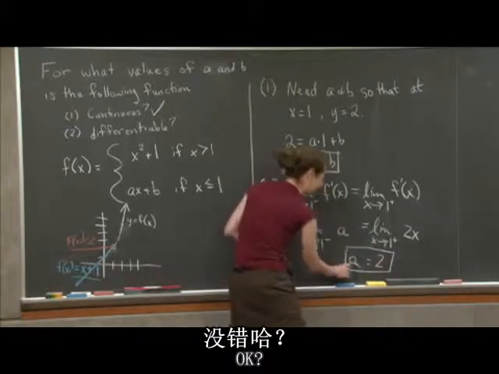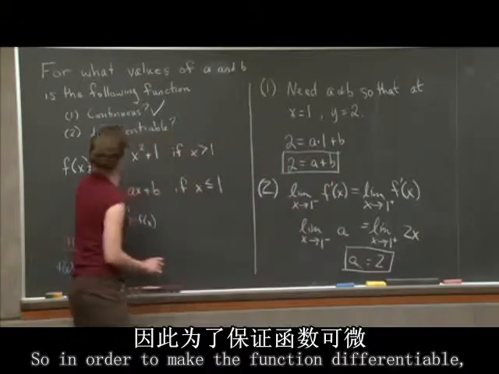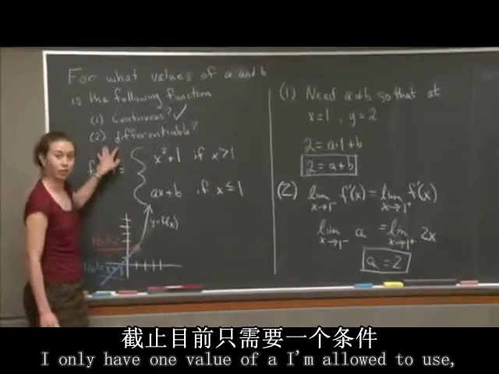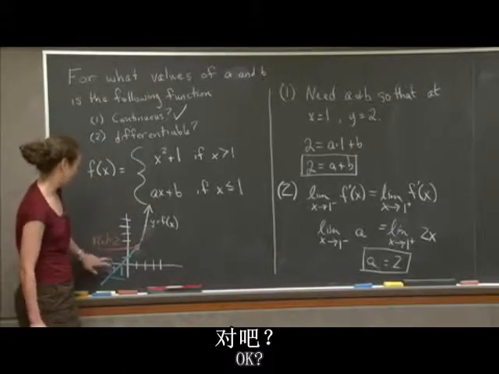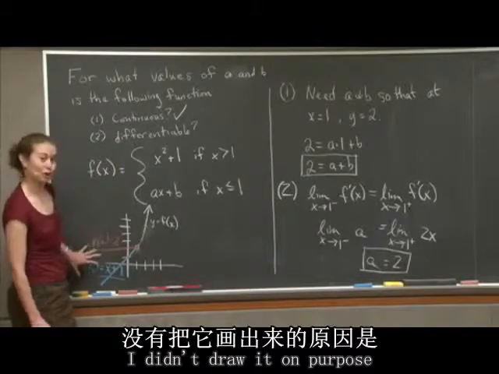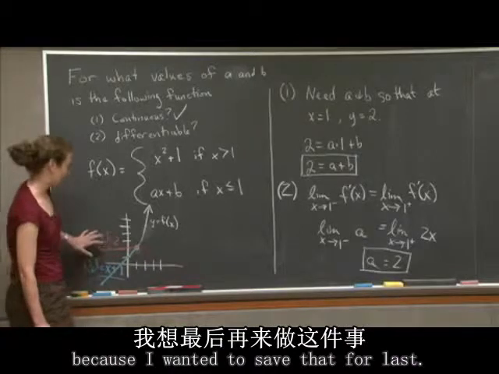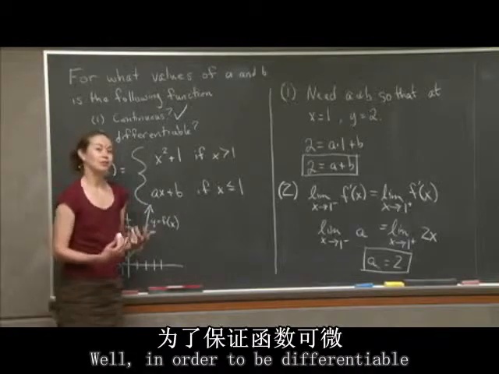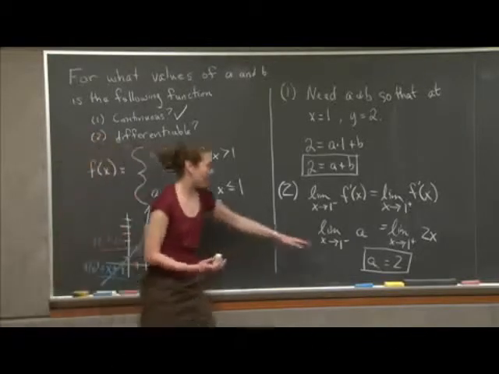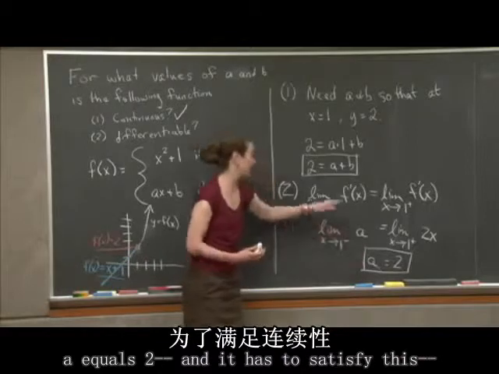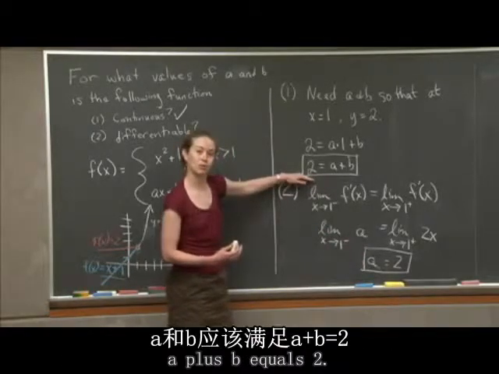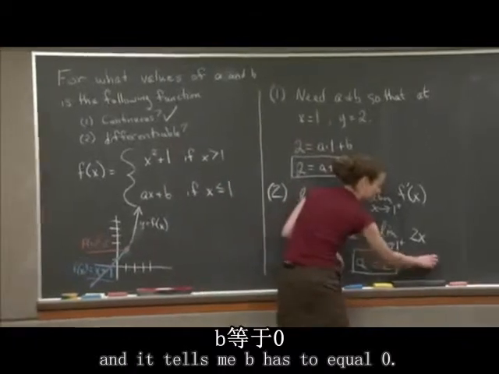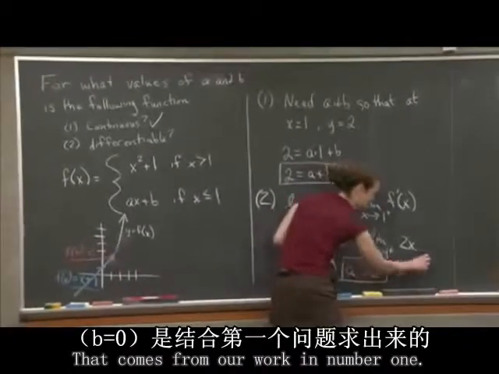So in order to make the function differentiable, I only have one value of a I'm allowed to use. And that's when a equals 2. I didn't draw this one yet. I didn't draw it on purpose because I wanted to save that for last. So when a is 2, what does b have to be? Well, in order to be differentiable, it first has to be continuous. So it has to satisfy a equals 2, and it has to satisfy a plus b equals 2. So a equals 2 tells me b has to equal 0. That comes from our work in number 1.